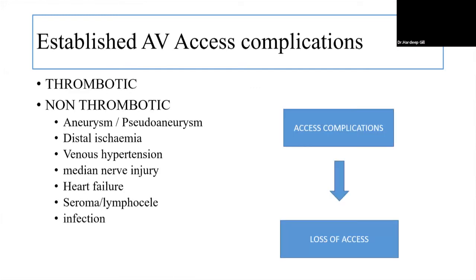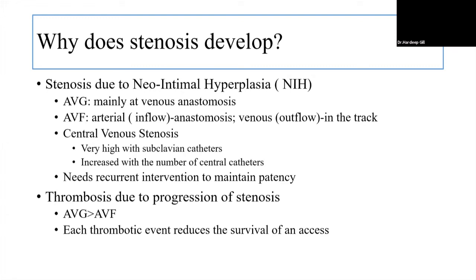Now, established AV access complications can be thrombotic or non-thrombotic. The non-thrombotic complications are aneurysms, pseudoaneurysms, distal ischemia, venous hypertension, median nerve injury, heart failure, seromas or lymphoceles, or infections. But most importantly, any access complication leads to loss of access. So you need to address these complications so that you don't lose the access. So why does stenosis develop in an AV fistula or a graft? It's mainly due to neointimal hyperplasia.